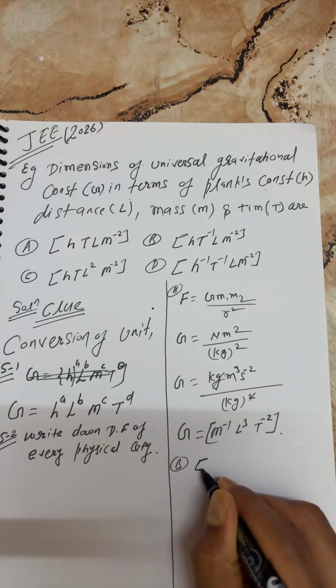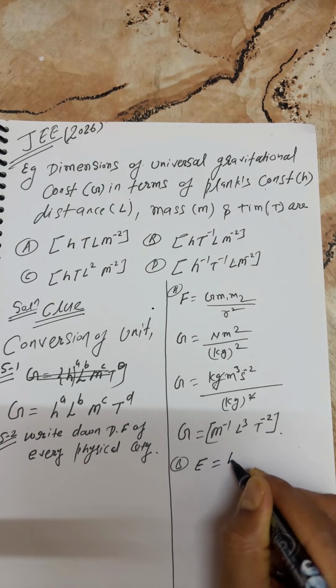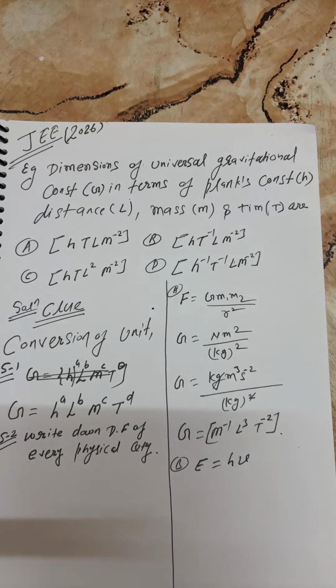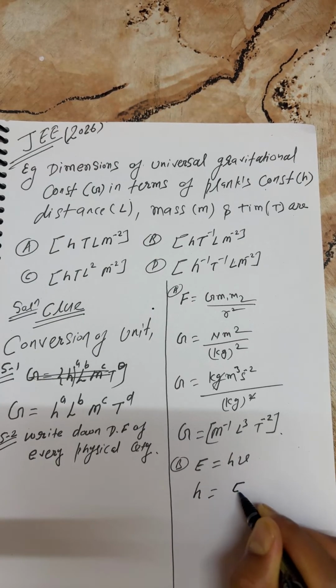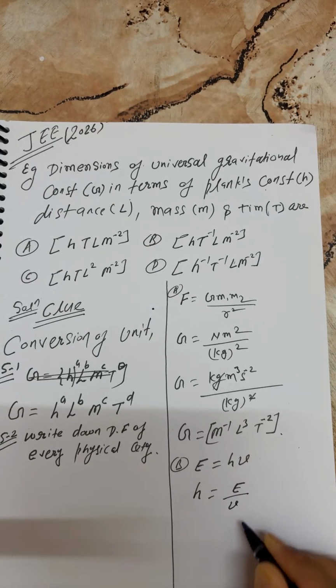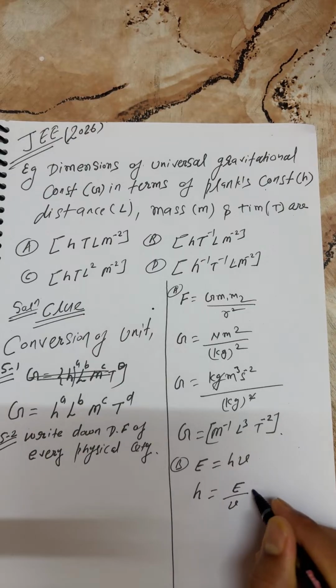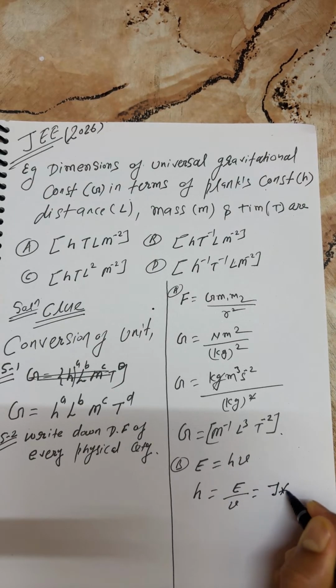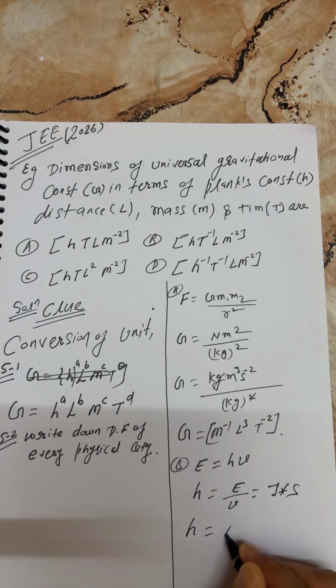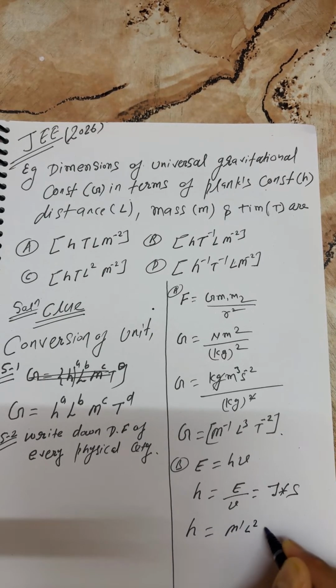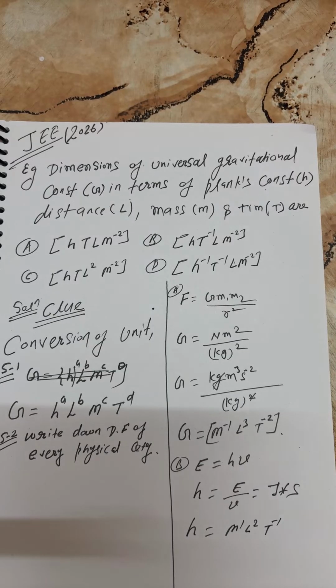I'm using the formula E is equal to h mu. So h is Planck's constant here. So you can say h is equal to energy upon frequency. Frequency is 1 upon time period here. So h is equal to joule into second. So h you can write as M1 L2 T to the power minus 1. Got it. Easy. We'll do further here.